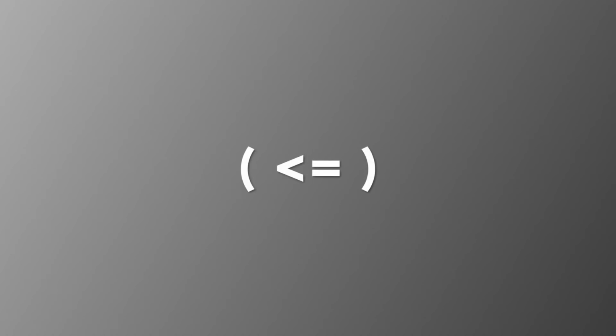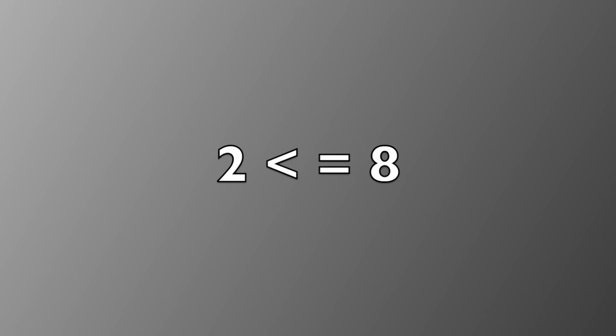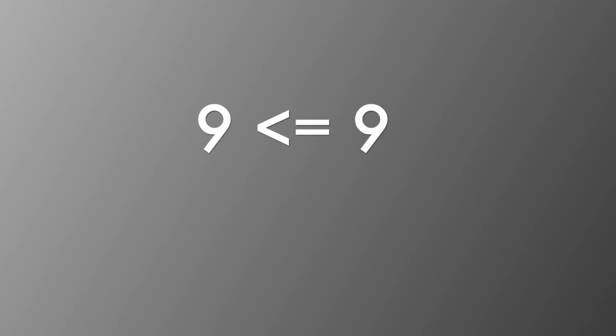To compare smaller values, we would use the less than or equal sign. An example would be 2 is less than or equal to 8. This would return a true. Another example would be 9 is less than or equal to 9. This will return a true because 9 is equal to 9.